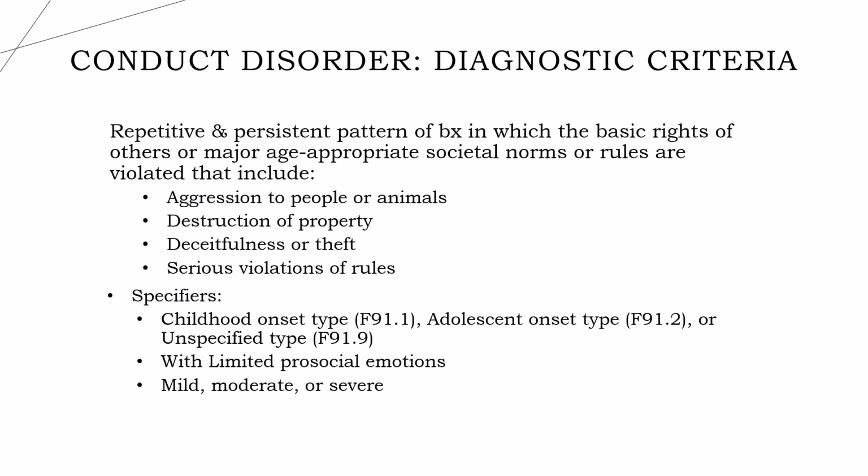So just remember that we have childhood onset, adolescent onset, and then unspecified. We've got the specifier of with limited prosocial emotions, and then a mild, moderate, and severe categorization. When we're talking about the age of onset, remember 10 years old. That's the key. That's our key age. So childhood onset, it's going to be at least one symptom present prior to age 10. Adolescent onset, no symptoms prior to age 10, but they're there prior to age 18.